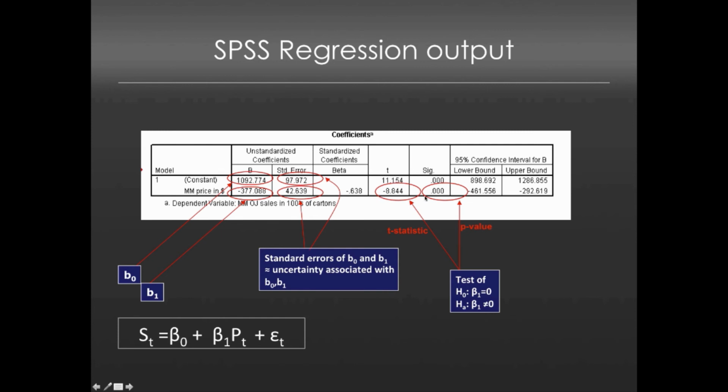So what this t-statistic tells us, and the significance that goes with it, is that this coefficient, minus 377, is in fact statistically different from 0. In other words, this coefficient predicts sales in some way. And the way that we can read this equation is, if we wanted to know at any given time what sales were given a price, we would say sales are a function of beta 0, which is 1092, plus beta 1, which is negative 377, times whatever the price might be. And we don't know the error, so we leave that alone.